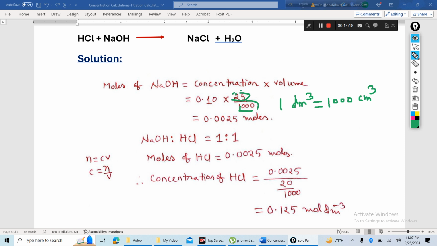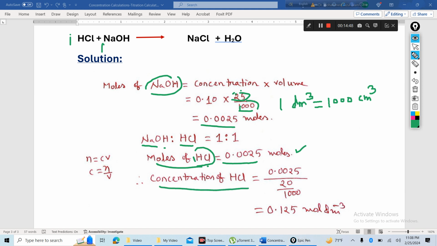Now from the equation, hydrochloric acid 1 mole, sodium hydroxide 1 mole, the mole ratio is the same, 1:1. So the moles of sodium hydroxide will be equal to the moles of hydrochloric acid because their mole ratio is 1:1. So now the moles of hydrochloric acid is 0.0025 moles.